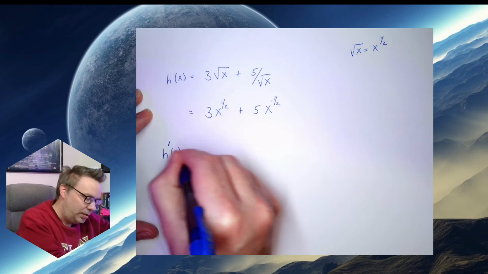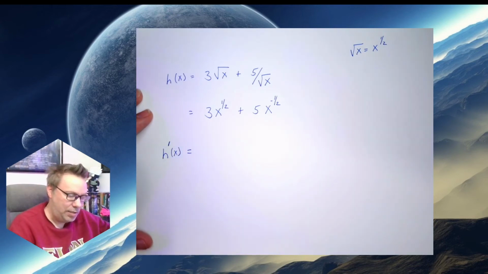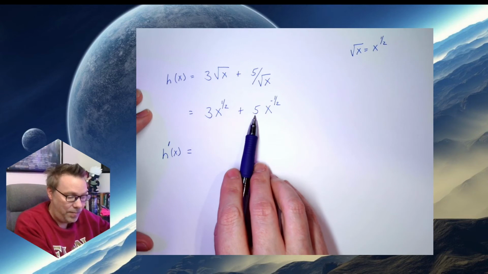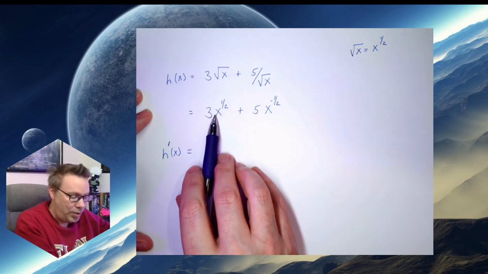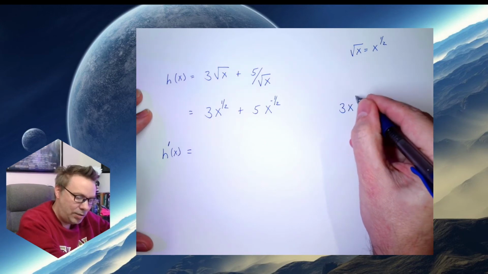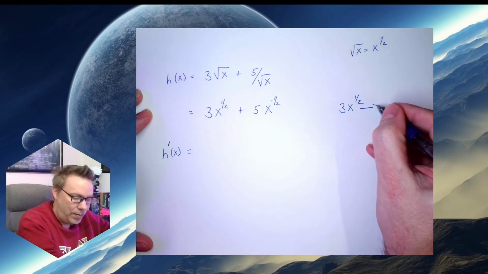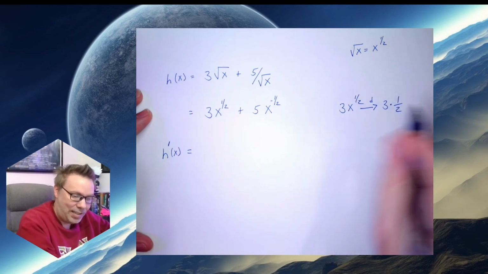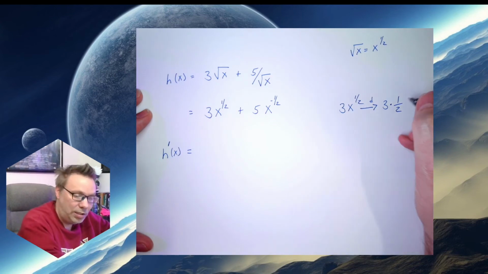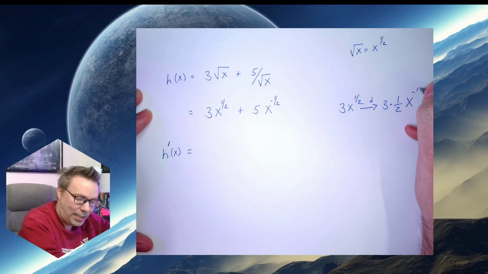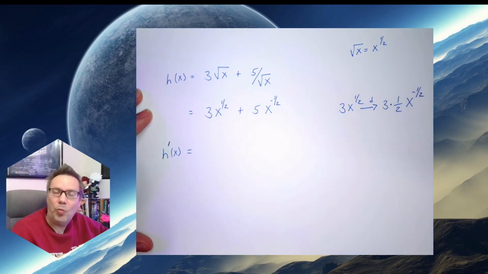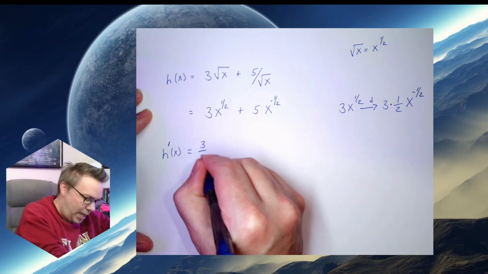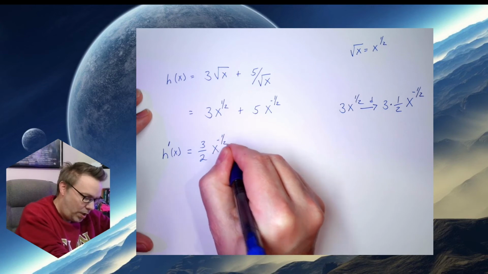So the first thing I need to do is decompose this problem into pieces. I have 3x to the 1/2 power plus 5x to the negative 1/2 power. Let's deal with this one first. 3x to the 1/2. Now when I take a derivative of this, 3 is going to come along for the ride. I'm going to take the original exponent and make it a coefficient, leave the x alone, and subtract 1 from the power. 1/2 minus 1 is negative 1/2. So I can simplify this a little bit: 3/2 x to the negative 1/2 power.